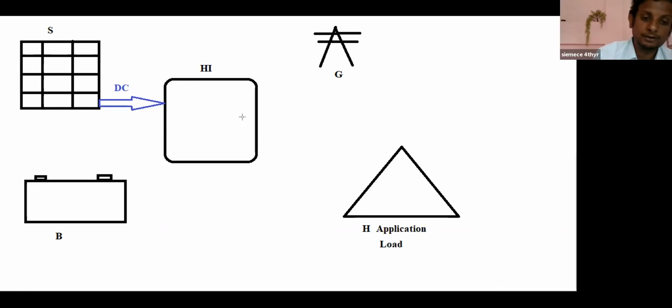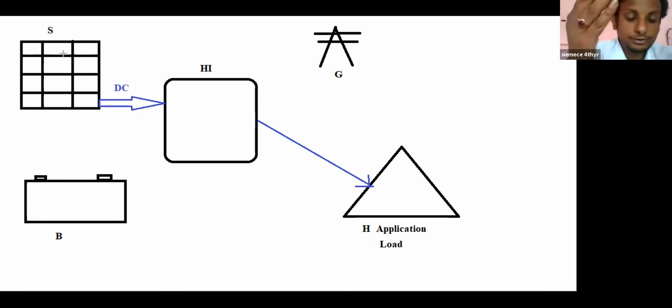And then this power will be sent to the home appliances. Normally if we use a solar cell individually, then this kind of connection will be there, where the solar panel will convert the solar radiation, the solar energy, to electrical energy, and transmit it to the load through the hybrid inverter.